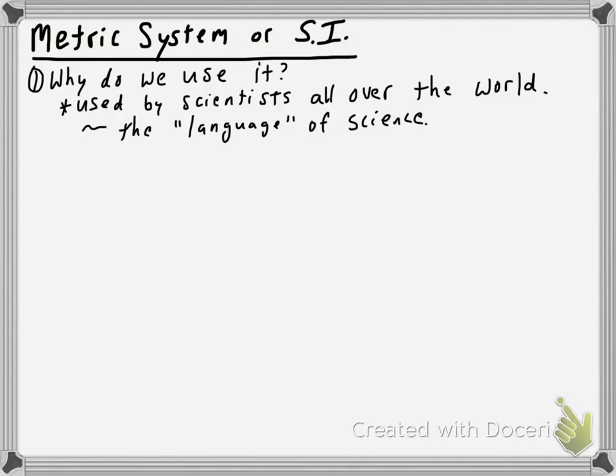So let's start with why do we use it? Well, the metric system is used by scientists all over the world. It was decided a long time ago that the metric system would be the one common thing that all scientists do, so there's no arguing over which units are the more important ones. It was decided, and that's the International Union of Scientists, or the System International.